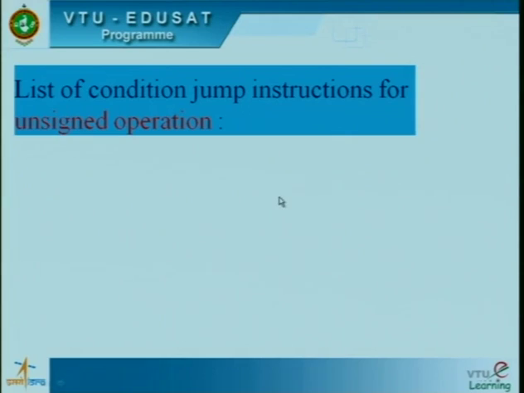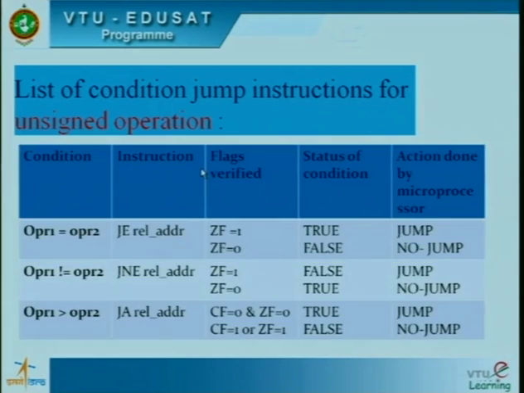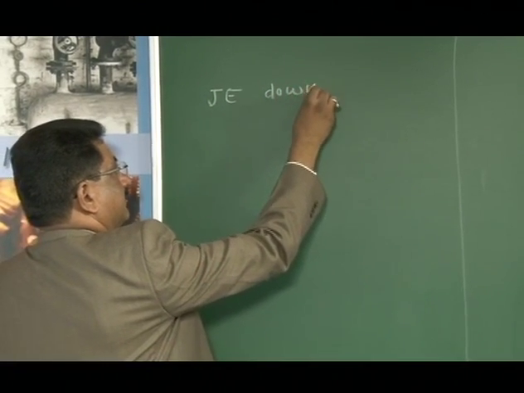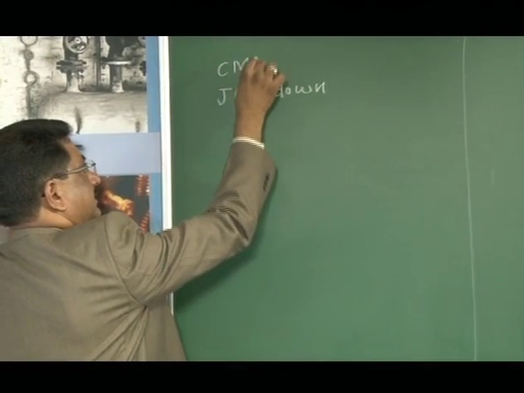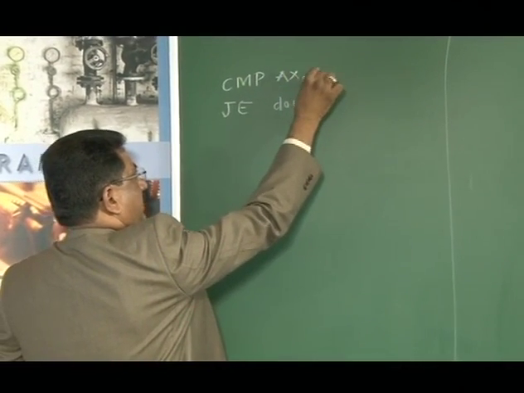Now, let us pass on to the list of conditional jump instructions for unsigned operation. Underline this word, unsigned operation. Operand 1 is equal to operand 2. What is the instruction? I want to compare two operands, whether the contents of AX are equal to the contents of BX, for example. In that case, I will use an instruction like jump if equal to the relative address, where before this I would have used compare AX comma BX.